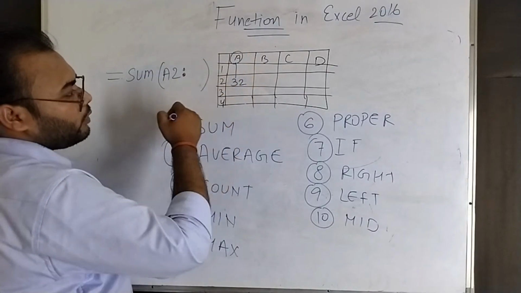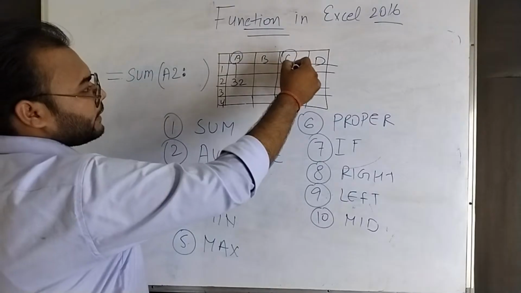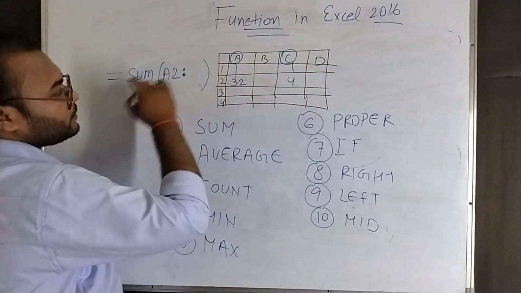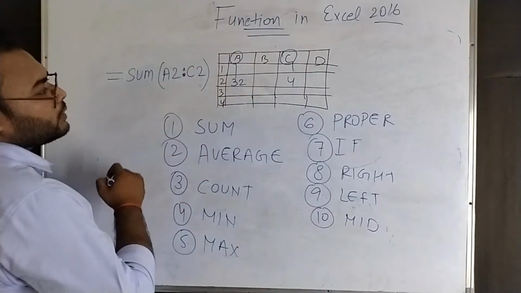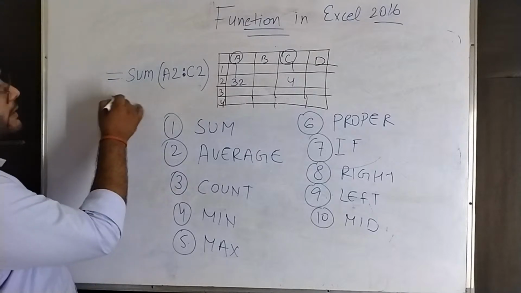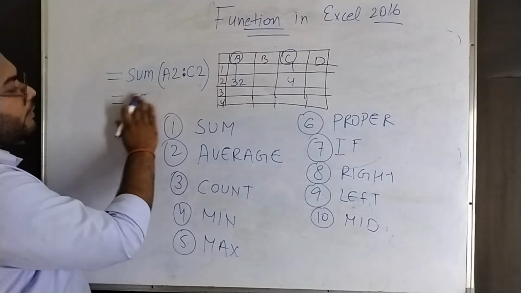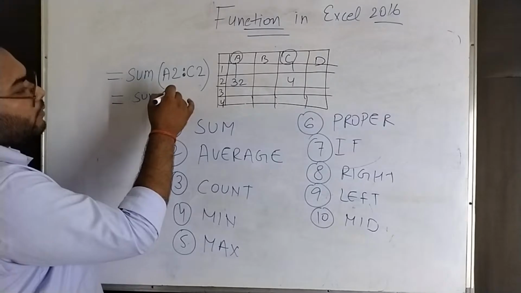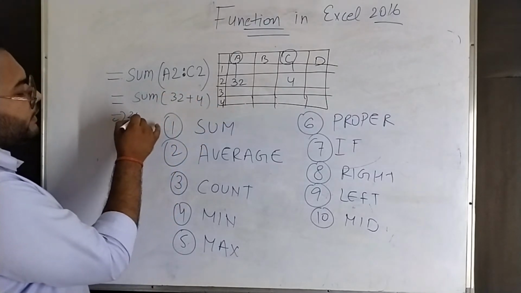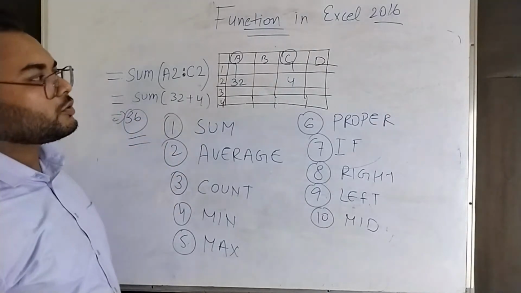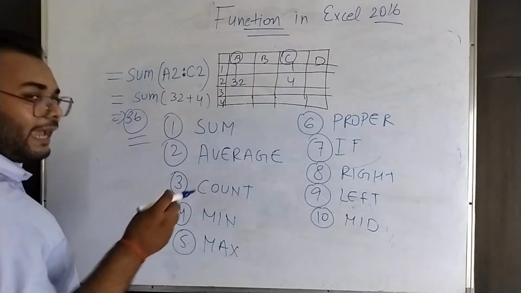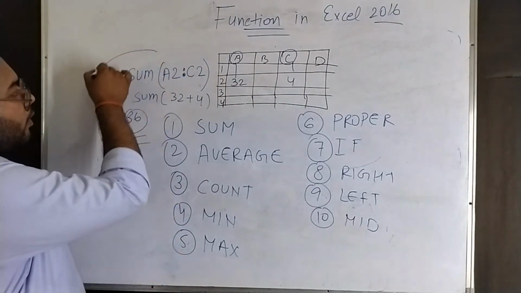Suppose we are going to use the sum, and we are going to use the cell name, that is A2. This is A and this is 2. Suppose यहाँ 32 लिखा है and यहाँ पे C2 में हमारे पास 4. So we are going with the A2 to C2. ठीक है? Equal to sum A2 to C2. What it means? It will become 32 plus 4. The value will be 36. So the total value will come 36.